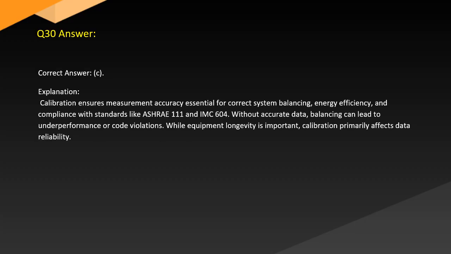Answer. Correct answer, C. Explanation. Calibration ensures measurement accuracy essential for correct system balancing, energy efficiency, and compliance with standards like ASHRAE 111 and IMC 604. Without accurate data, balancing can lead to underperformance or code violations. While equipment longevity is important, calibration primarily affects data reliability.